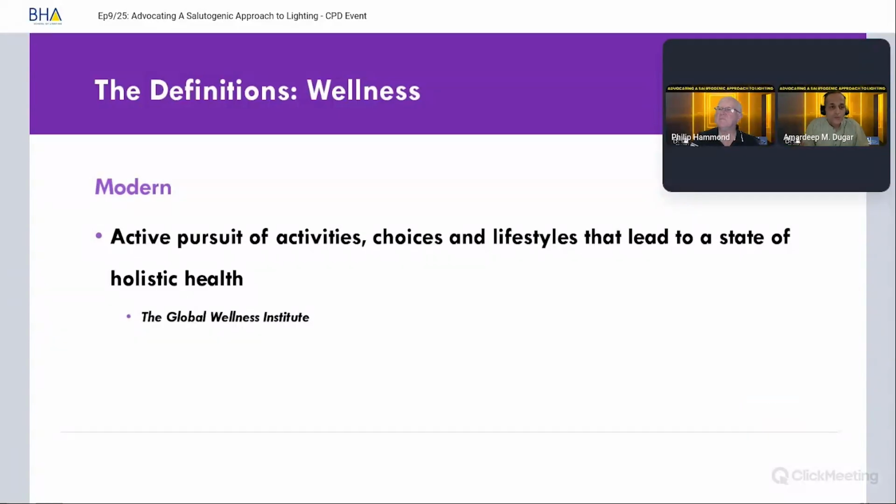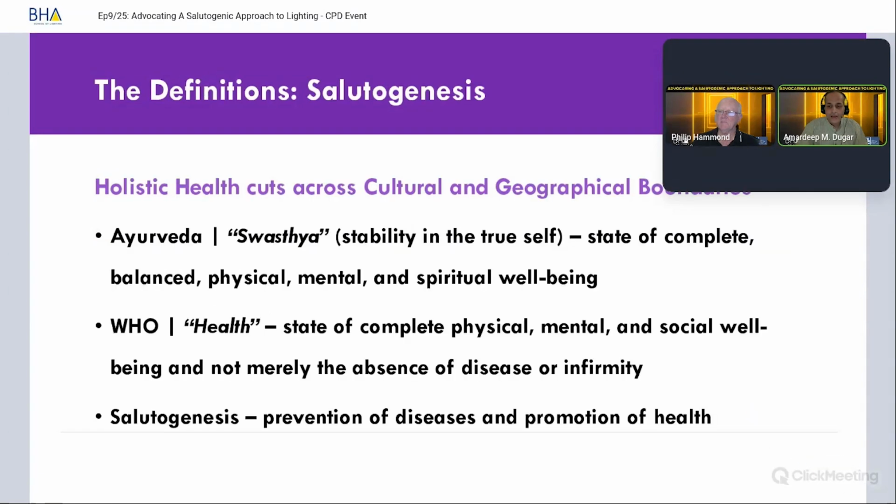Now, the modern definition of wellness, as provided by the Global Wellness Institute, is an active pursuit of activities, choices, and lifestyles that lead to a state of holistic health. Now, if you look back, the ancient and the modern definition are not too different. It's just a little bit more concise way of explaining the whole process here. Now, holistic health can be so many different things, and it cuts across so many cultural, geographical boundaries.